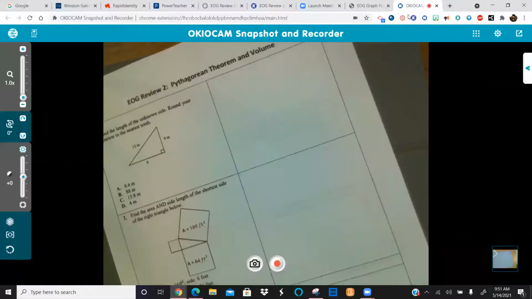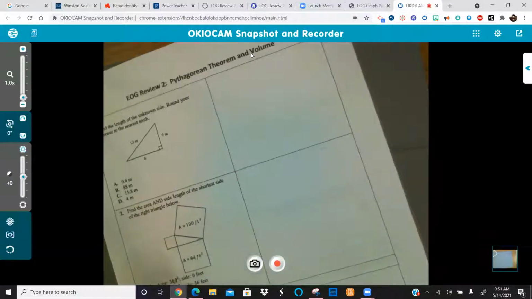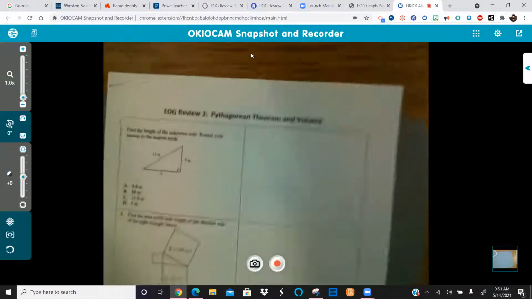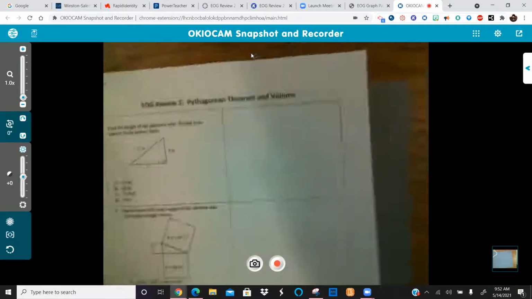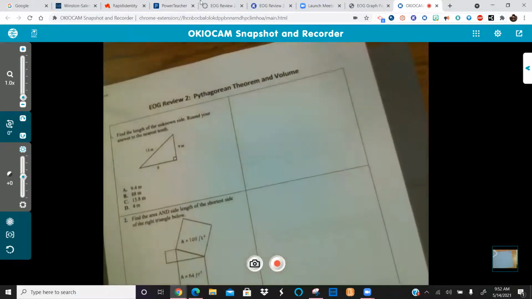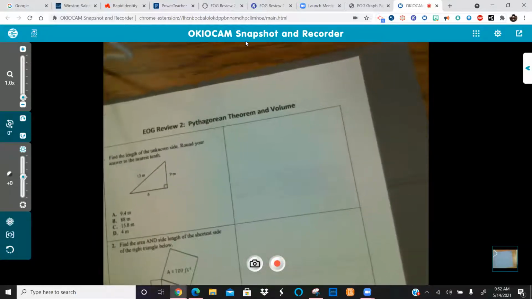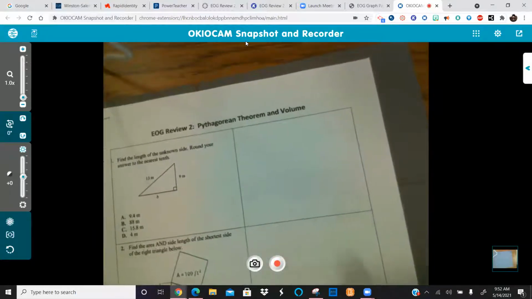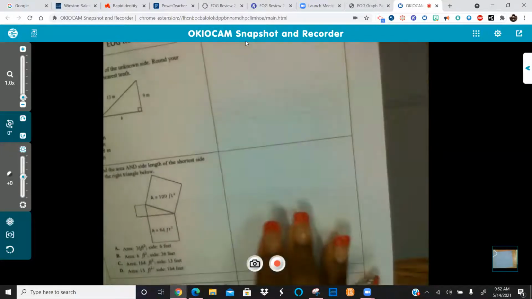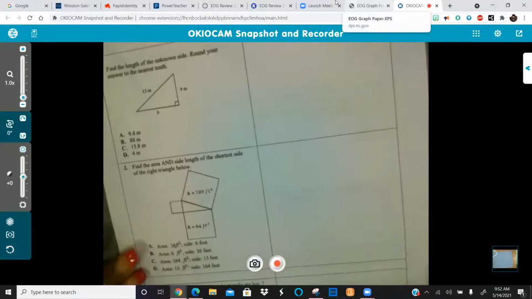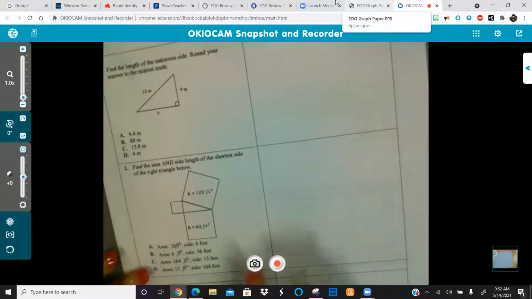I'm going to go to my doc cam. All right, good people. So we're on EOG review number 2, Pythagorean Theorem and volume. This is the first question. It says, find the length of the unknown side. Round your answer to the nearest tenth.